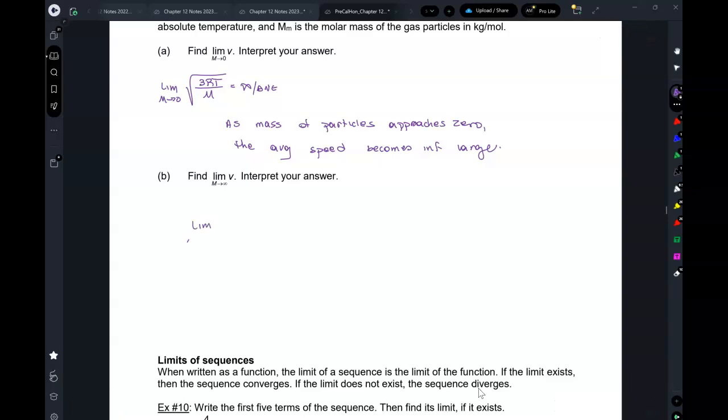Now the limit as m approaches infinity of the square root of 3RT over m. As the denominator gets infinitely large, what happens to the whole thing? 0. And of course that makes sense, because if the particles get large, they're just going to get slower and slower and slower, right? So you guys come up with a sentence for that, yes? Okay.